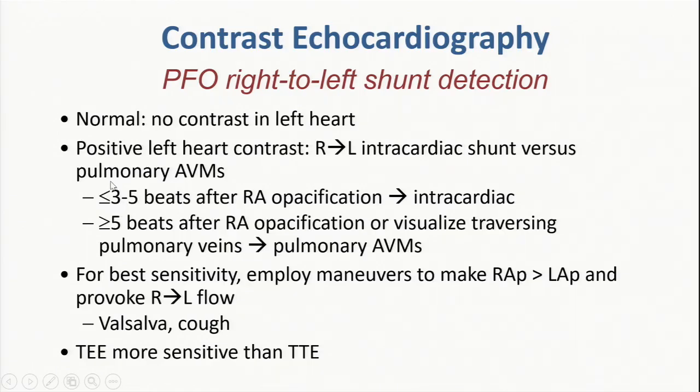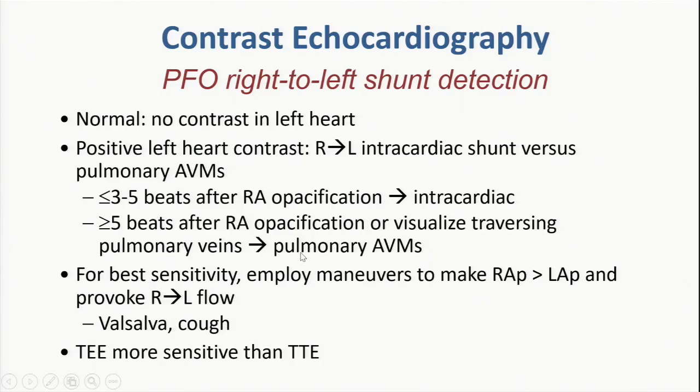And one rule of thumb, so not 100% reliable, but a rule of thumb that helps you distinguish between the two of these, AVMs versus an intracardiac shunt, is if the bubbles appear in the left side relatively quickly, after 3 to 5 beats, after that right atrial opacification, that suggests that the shunt is intracardiac. If it takes a little bit longer than that, approximately greater than 5 beats, that would suggest that it's made its way first to the pulmonary arteries and then through the lungs. So it's a longer road, so therefore it takes longer to show up in the left heart.